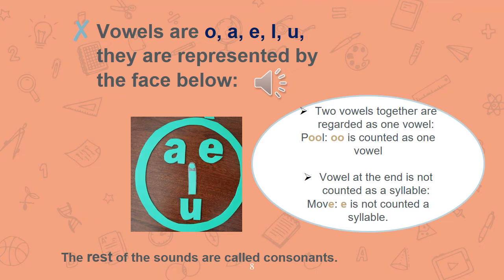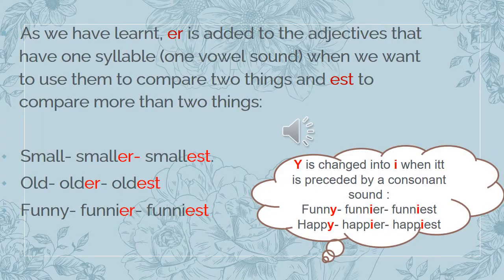We're going to depend on the number of syllables, counting the number of syllables based on the number of vowel sounds in a word. The reason why we took the concept of the syllable and the vowel sound is because we are dealing with the number of syllables when we form the comparative and the superlative forms of the adjectives.